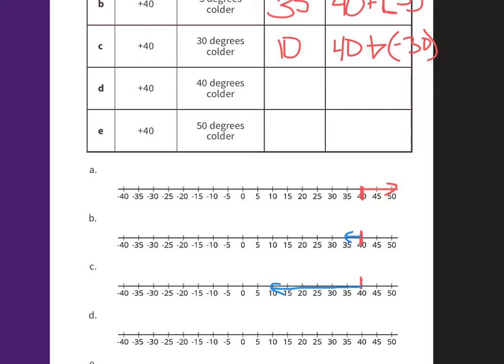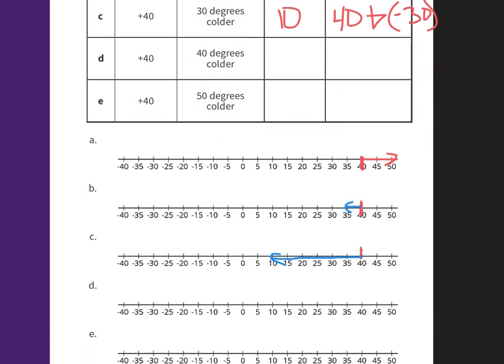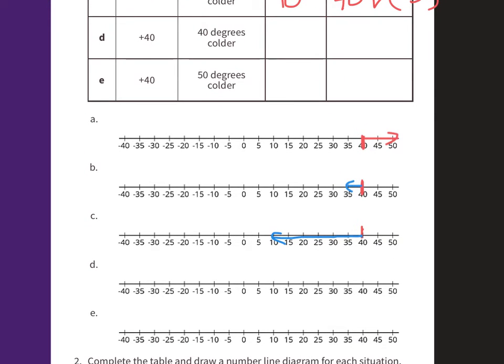All right? Letter D. 40 degrees plus, and then we're going to go 40 degrees colder. So we're starting at 40, and we're going to go 40 degrees colder. Well, that's going to end us at 0. Okay, so my equation, we still have 40 plus, because we went left, it's negative again, negative 40.